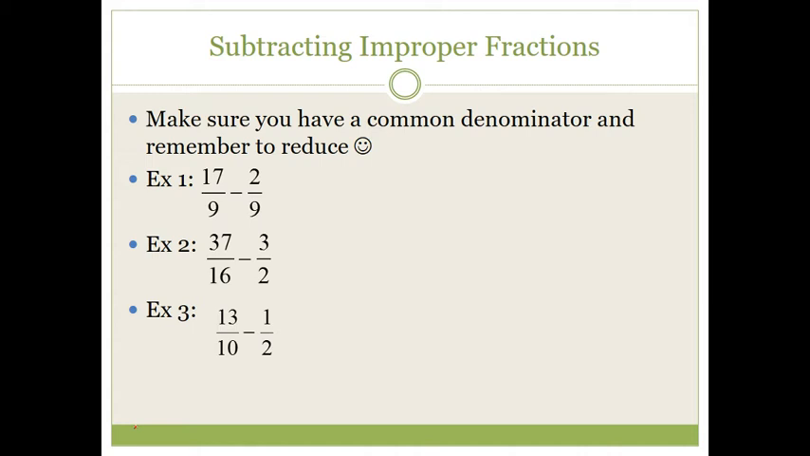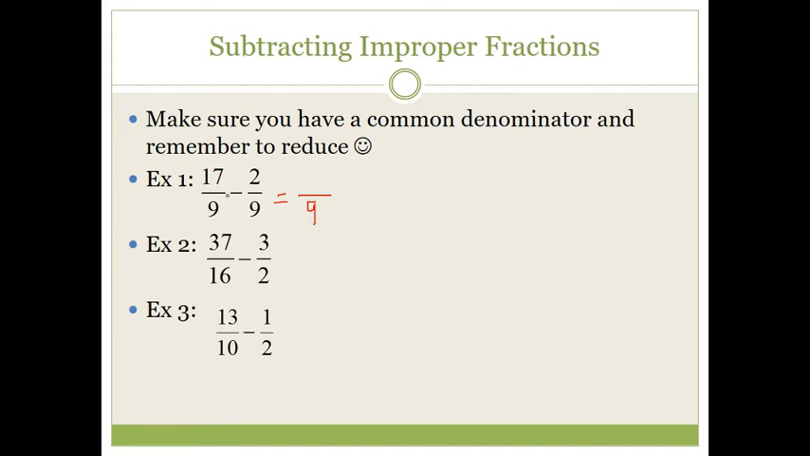Doing the subtraction is similar, right? We still need a common denominator. Then we're going to get our fractions and reduce them if necessary. So in this first problem, I'm checking it, and I'm happy already because they both have a common denominator of 9. I don't have to do anything. I don't have to convert them into any other equivalent fractions. I can just go ahead and do the subtraction.